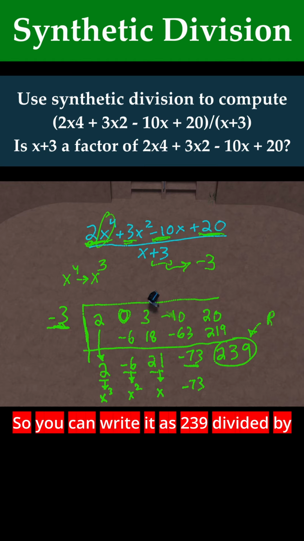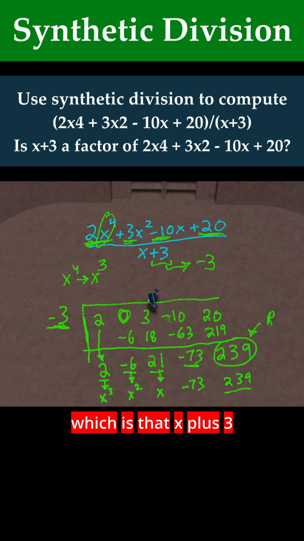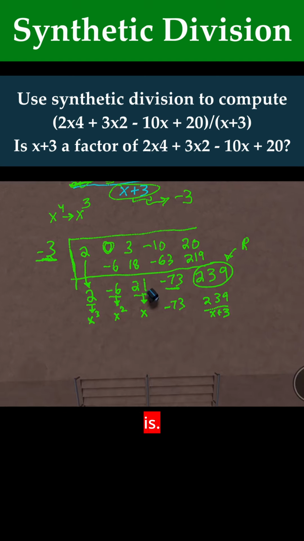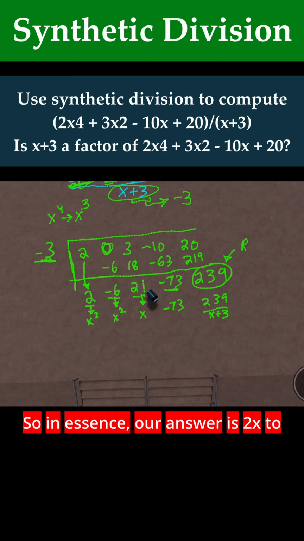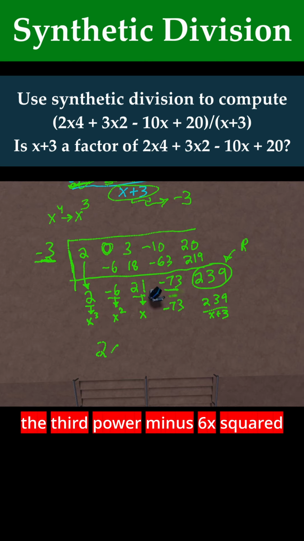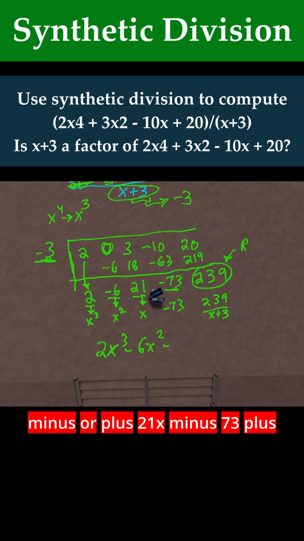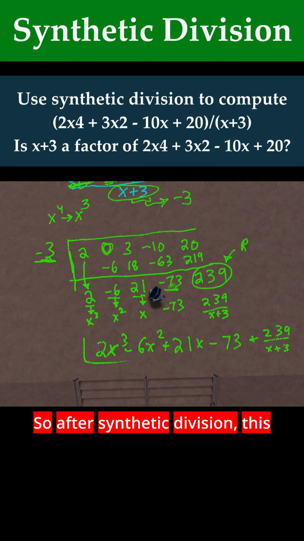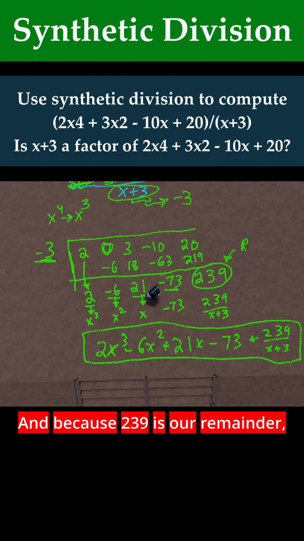So you can write this as 239 divided by our divisor at the start, which is that x plus 3 denominator. So now we just go ahead and make this more obvious what the answer is. In essence, our answer is 2x to the third power minus 6x squared plus 21x minus 73 plus 239 divided by x plus 3. So after synthetic division, this is our answer. And because 239 is our remainder, and that's not 0, we can say that x plus 3 is not a factor of 2x to the fourth power plus 3x squared minus 10x plus 20.